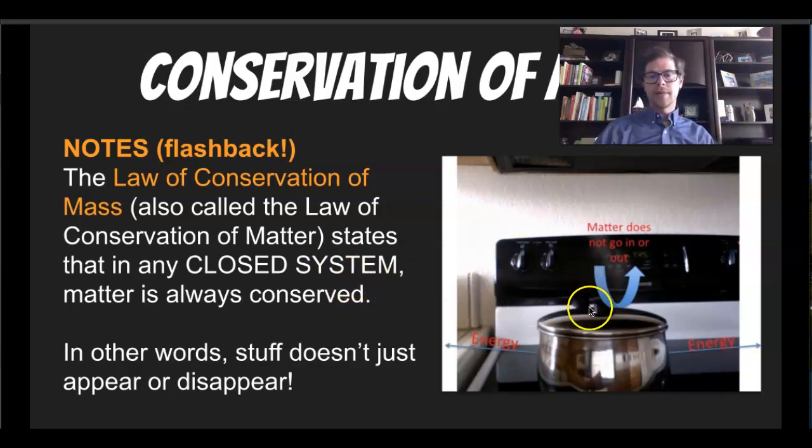Right, so the analogy I used was a closed pot on the stove. It's heated, so the energy is getting transferred, but the matter itself is not, right? So you're getting steam, but the steam's staying inside of the pot. So that's the idea of the law of conservation of mass. And it's important that what we do here is we just apply that law to chemical equations.